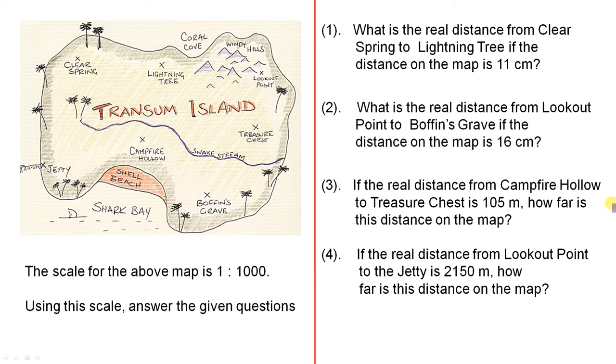Number 3. If the real distance from Campfire Hollow to Treasure Chest is 105 metres, how far is this distance on the map? And number 4. If the real distance from Lookout Point to the jetty is 2,150 metres, how far is this distance on the map? So if you're not sure what to do, on the next slide there is a link. If you click on the link, it will take you to the lesson and it will explain how to do all of these examples.